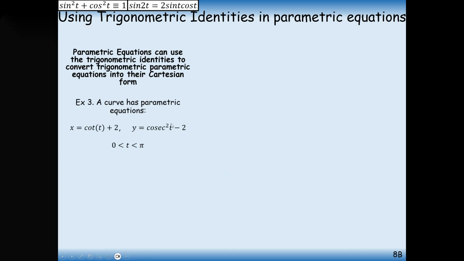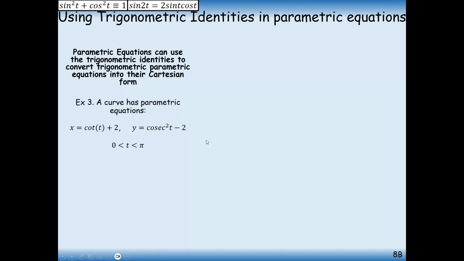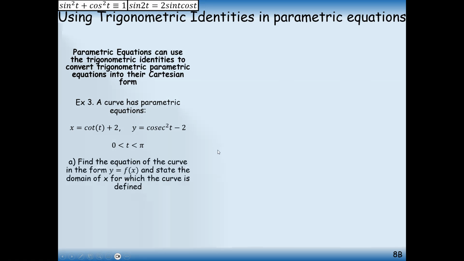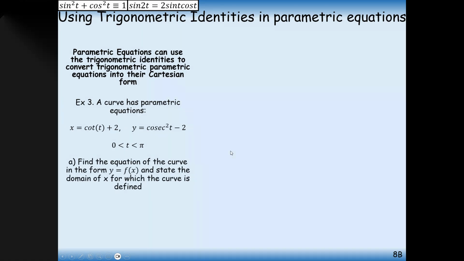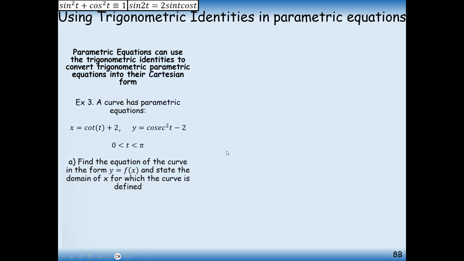Let's look at the final example here. A curve has parametric equations: x is cot t plus 2, and y is cosec squared of t minus 2. t is bounded between 0 and pi. We are to find the equation of the curve. Well, it doesn't state that it's a Cartesian equation, but f of x means that it has to be in terms of x.